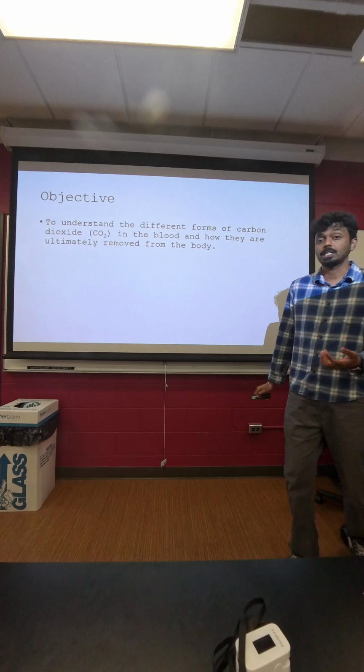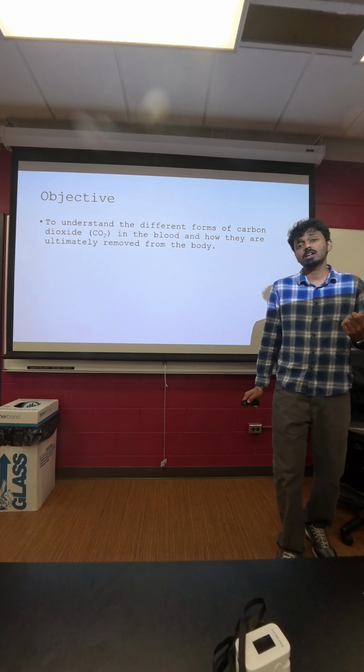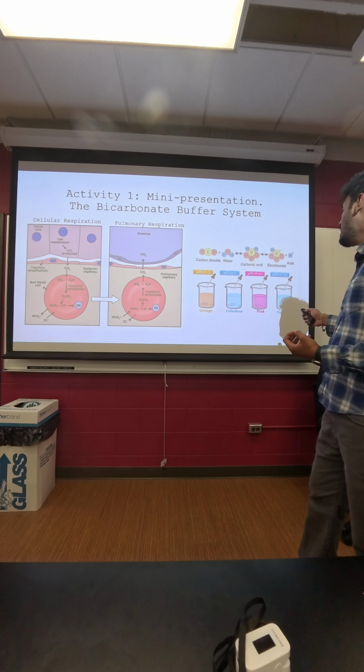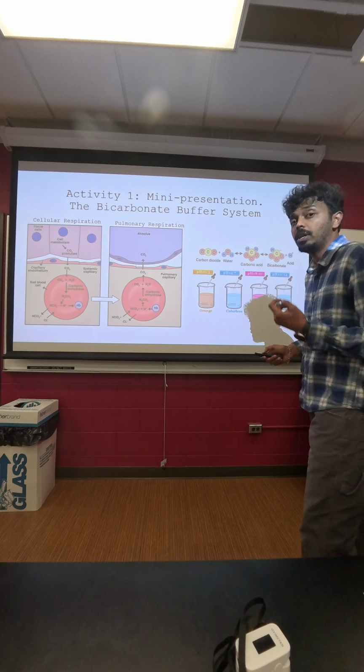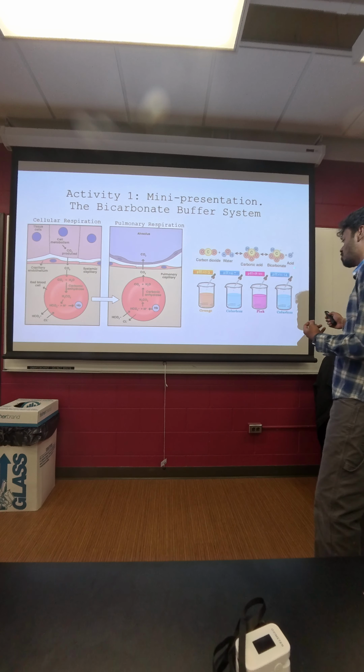So the objective for today's lab is to understand the different forms of carbon dioxide in the blood and how they are ultimately removed from the body. As you all know, CO2 is a very notorious molecule which has been a major problem and causing the global warming. But we also need to understand that CO2 is an important molecule that plays a very crucial role in our body. When CO2 comes in contact with water, it forms carbonic acid, and then the carbonic acid is relatively unstable and it quickly dissociates into bicarbonate and a proton.